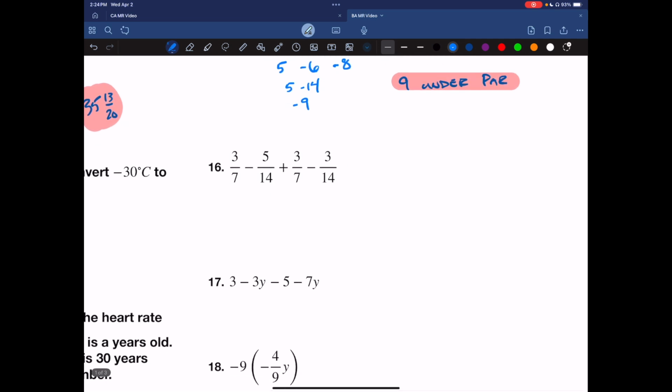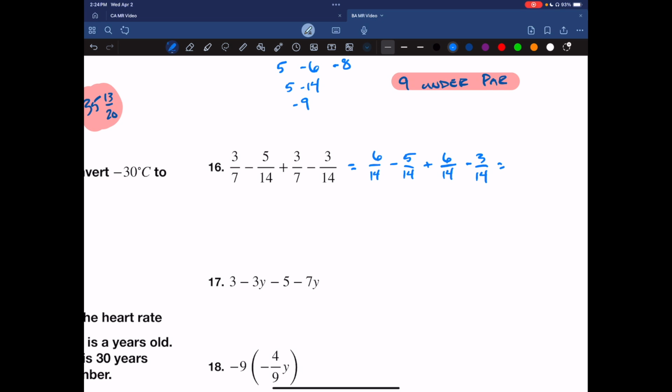All right, on 16, half is 14 and half is 7 in my denominator. I need 14s all across my denominator, so let's make that adjustment. So I got 14 here, 7 goes in 14 twice, so 3 times 2 is 6, minus 5 over 14, plus, all right, I already know this is going to be 6 over 14, because it's the same fraction, minus 3 over 14. Okay, 6 minus 5 is 1, plus 6 is 7.